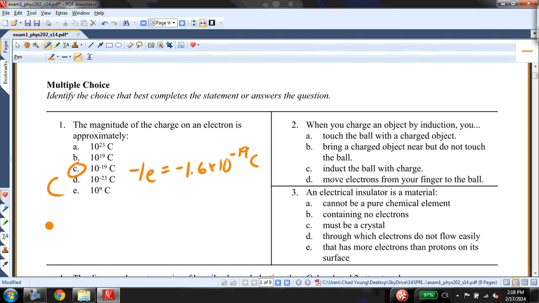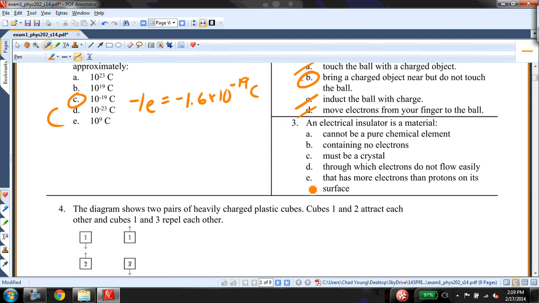When you charge an object by induction, well, you don't touch the object, because induction means you don't touch it. You bring a charged object near, but do not touch the ball. That is the correct answer. You do not induct the ball. That doesn't really make sense. And you don't move electrons from your finger to the ball. So B is the right answer there.